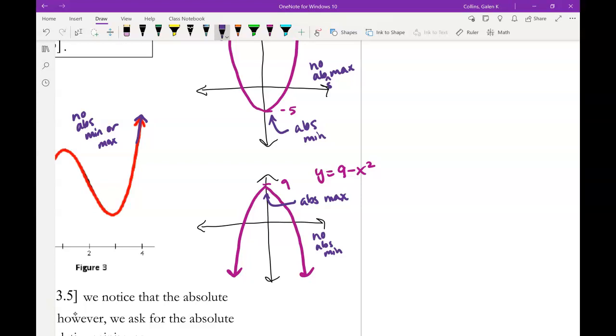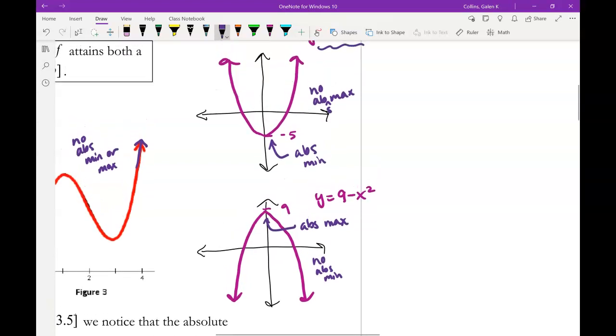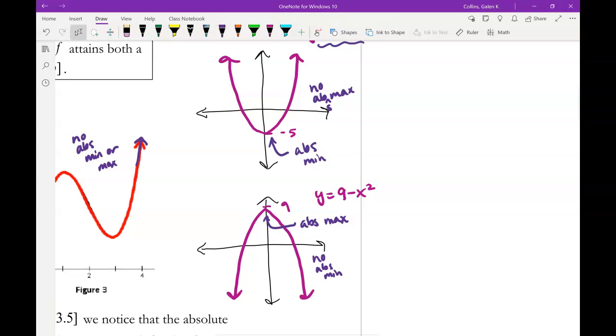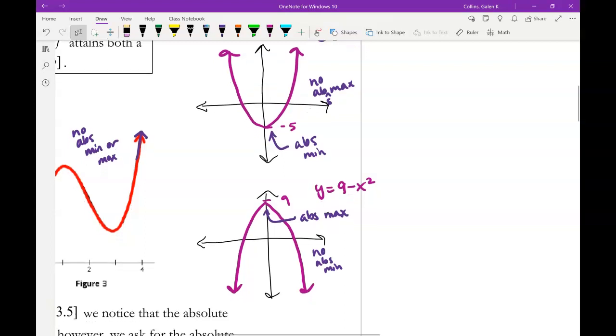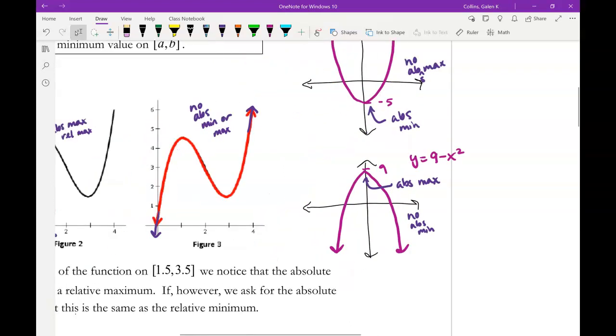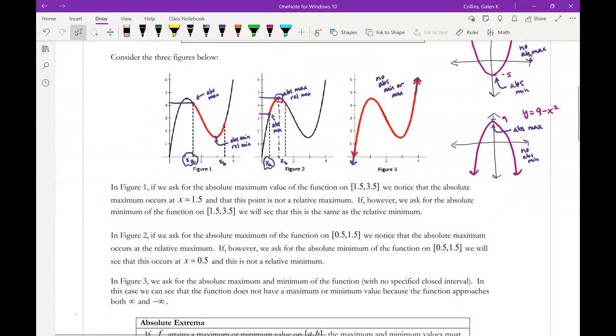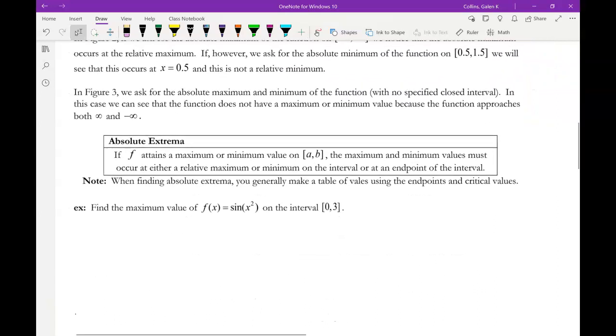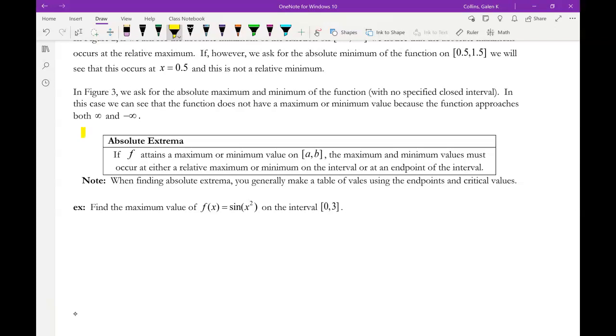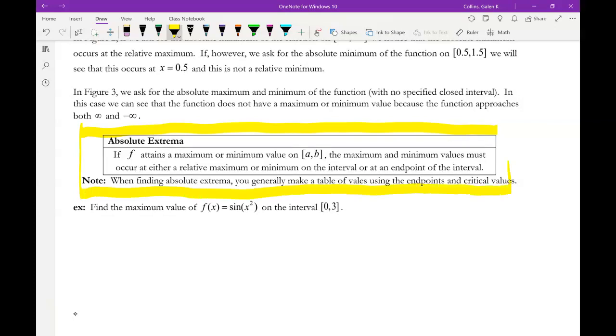Most often we will look for an absolute min or max on a closed interval, but occasionally we might be asked about the minimum value of a function like this. So we just have to think about what the graph of the function looks like. I'm not going to read the text on this page, but you should definitely read it. In general, for this lesson, we want to consider that absolute extrema can happen either at the endpoint of an interval or at the location of a relative max or min.